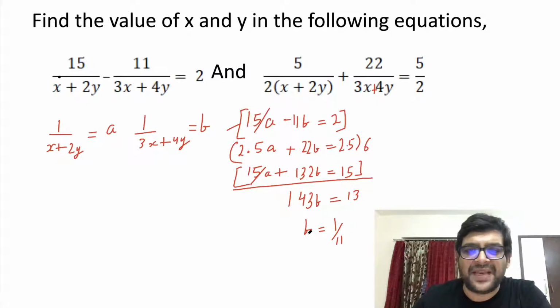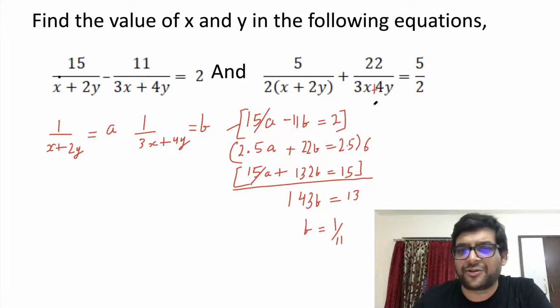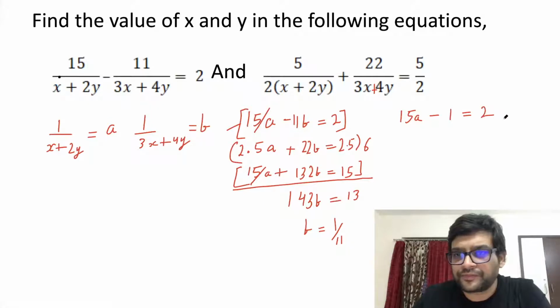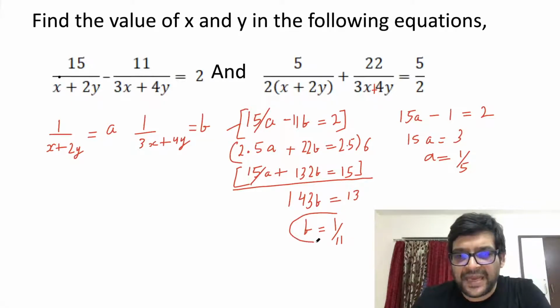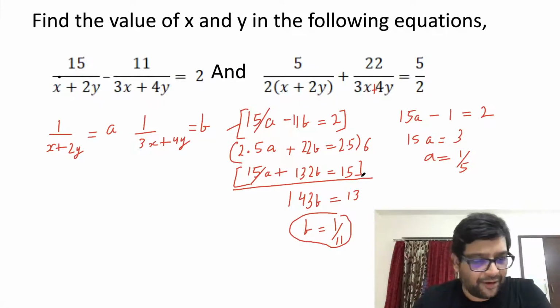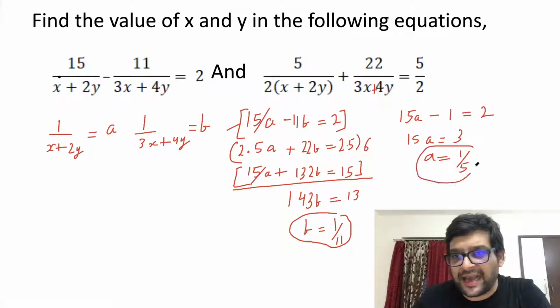Once I got the value of B as 1 by 11, finding out A shouldn't be difficult. So 15A minus 11B, so that is minus 1 equal to 2. So 15A equal to 3, or I get the value of A as 1 by 5, 3 by 15. So I got B as 1 by 11. And I got A as 1 by 5.